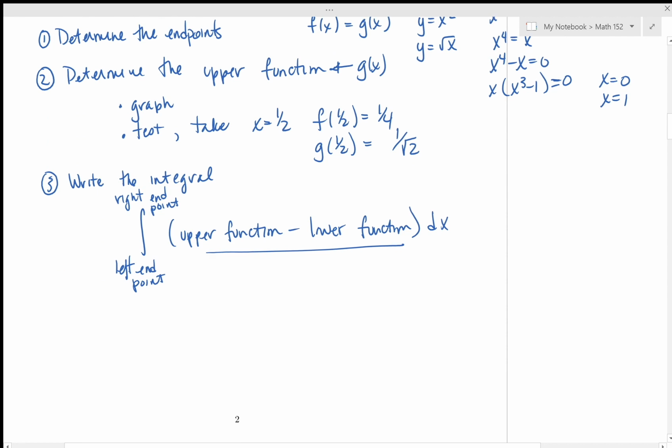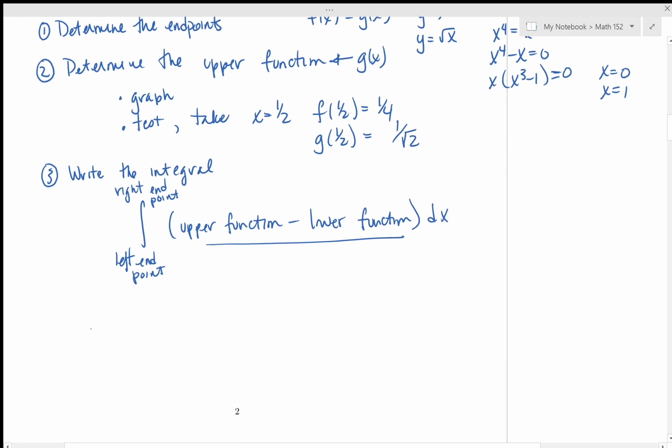So then the area between these two curves is the integral from 0 to 1. That's the left and right endpoint, which we computed. The upper function minus the lower function, dx. Okay, now we've got something extremely simple. So now we can just easily do this in two pieces like this.